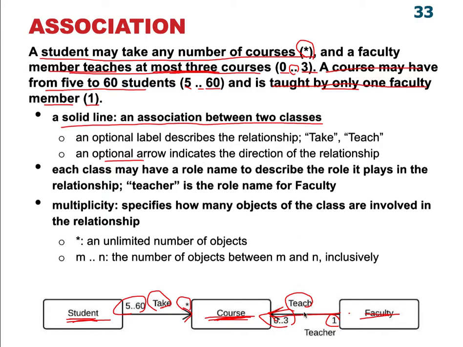Below the line we can have a role if that is applicable. For faculty and course, in teaching, the faculty's role is teacher, so the role is below the arrow. Above the arrow is the activity name, teach or take. Remember that. So that is a UML diagram for association. Each class may have a role name to describe the role, and the role is below the line. For multiplicity, star means unlimited, and you can specify a range, and the range is inclusive.